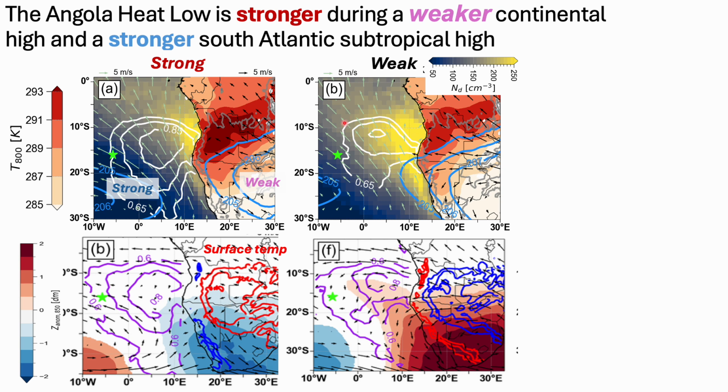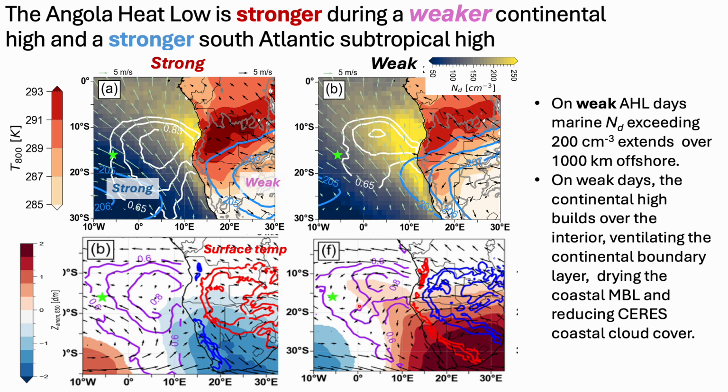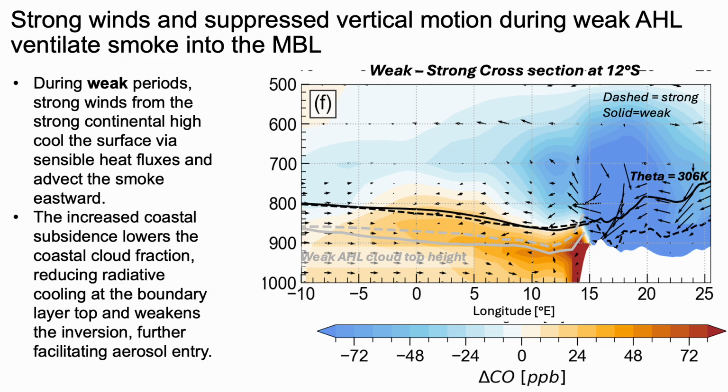So you have a reduced stratiform cloud deck, but a massive increase in offshore droplet number concentration, and that continental high, as you can see from these two panels, is much stronger and shifted to the northwest. You also see some of that increased subsidence above the cloud deck going on the southern end here around 20 degrees south. So these weak Angola heat low days are really when CERES and ERA5 say that there should be increased offshore smoke transport and reduced coastal cloud cover.